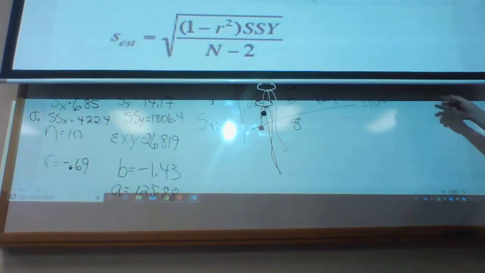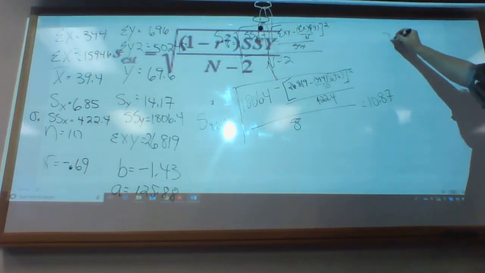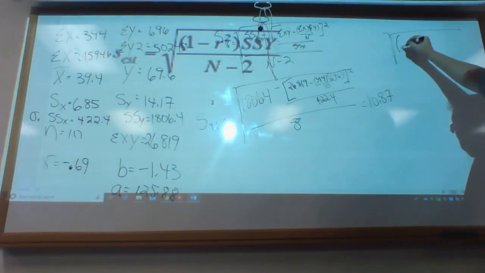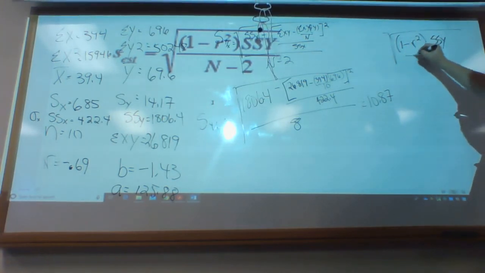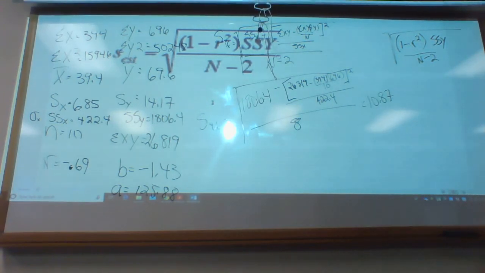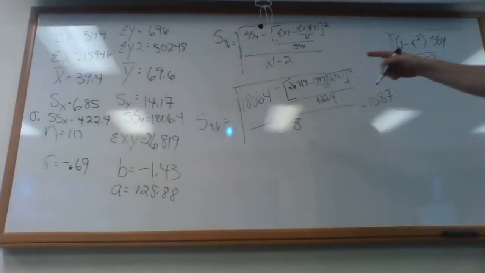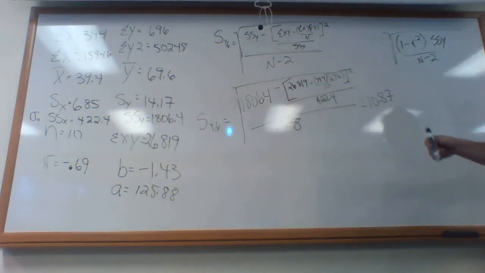If your calculator gives you R to begin with, this is all of a sudden a pretty easy formula. This formula says the square root of 1 minus R squared, times sum of squares y, over n minus 2. So now, the only one we would have had to find is sum of squares y. We did that in a couple seconds. We showed you how to do that.